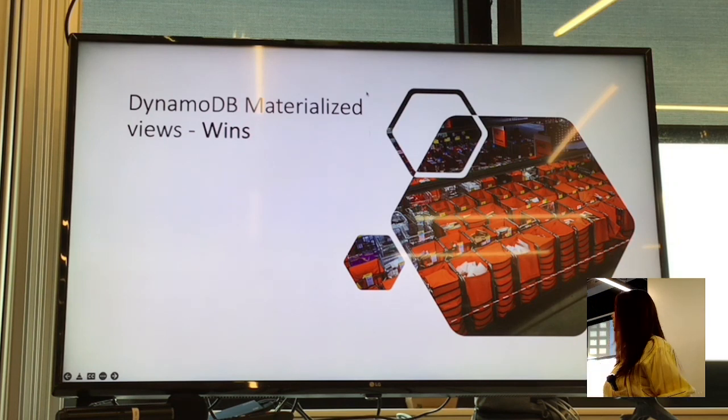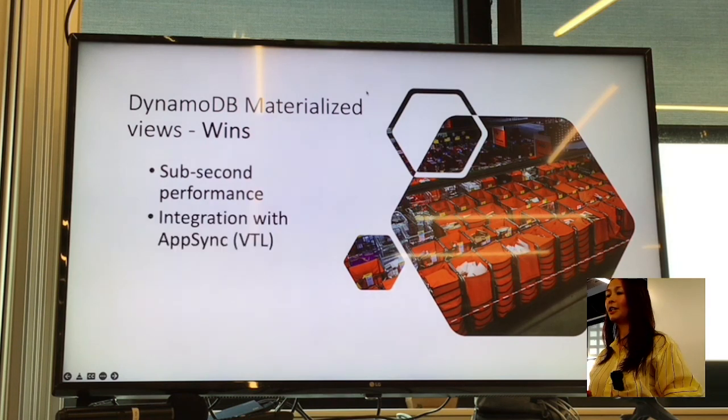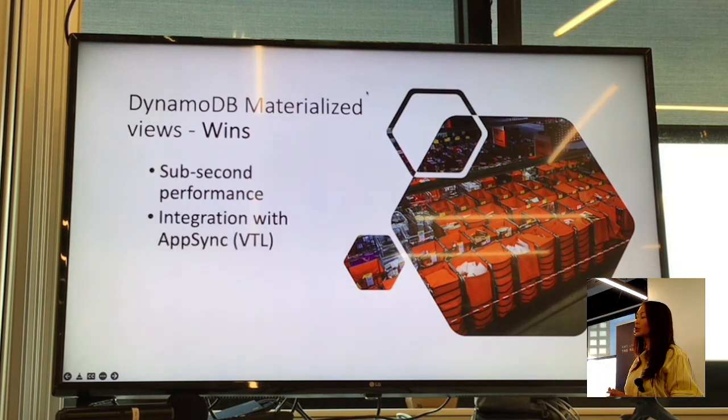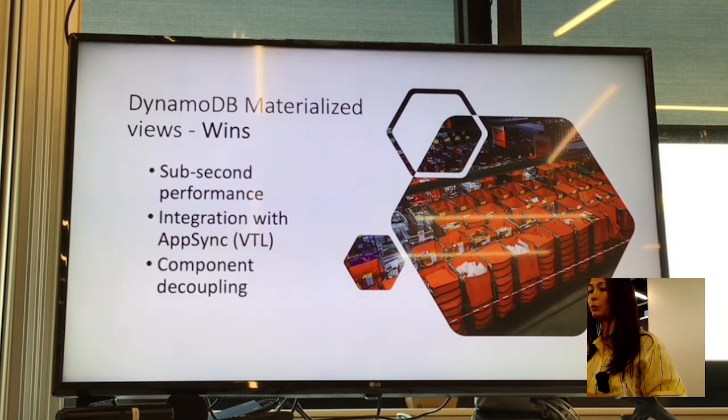So what are the wins of using materialized views? We have sub-second performance. Yeah, obviously, you guessed that. We also use integration with AppSync and velocity templates in order to expose our data with GraphQL, which allows the user interface to actually fetch the data. This is really fast for our development team to actually implement that.